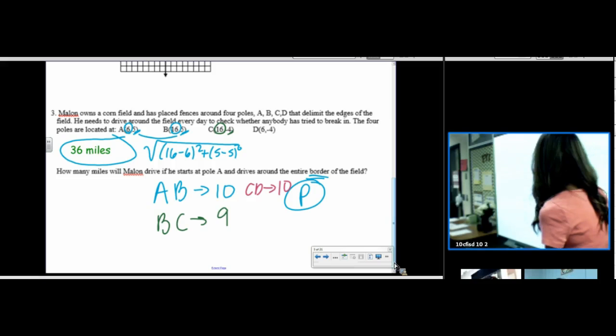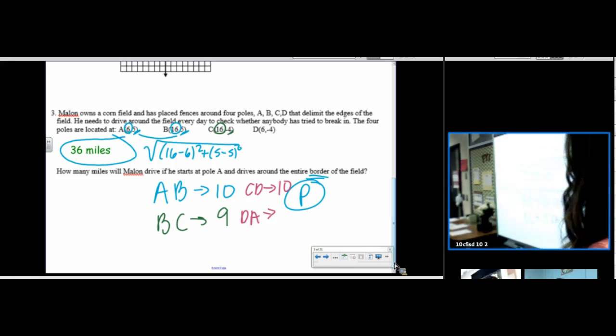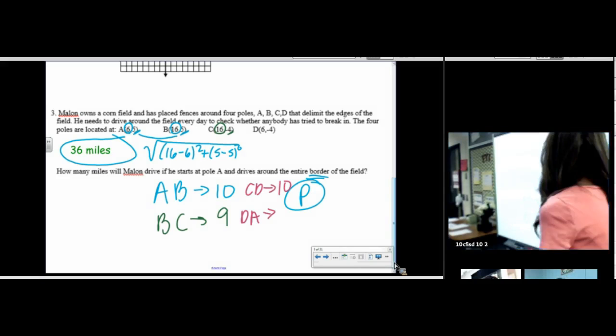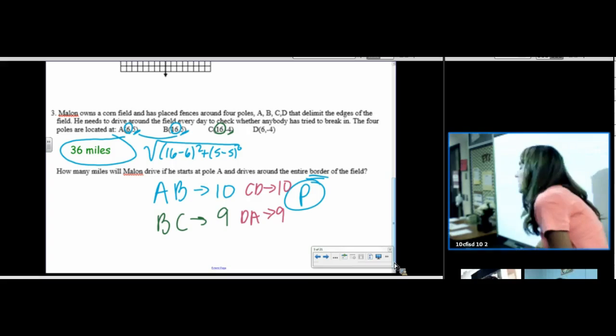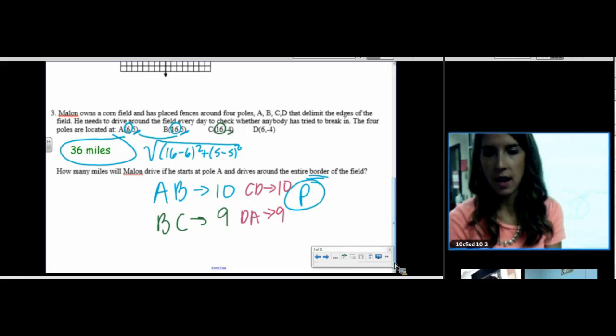So from D to A, let's see, the 6's are the same, so I just need to find the distance from -4 to 5, and it's 9 again. So then you just add them all up, 10 plus 10 plus 9 plus 9.